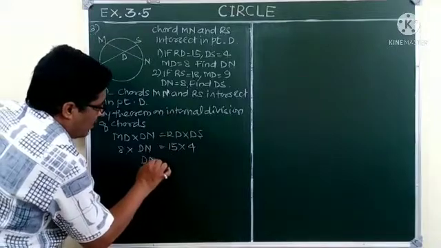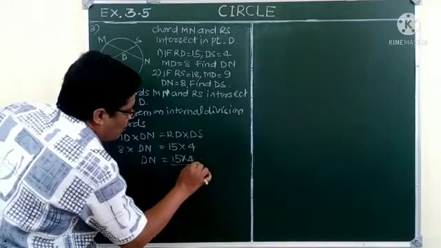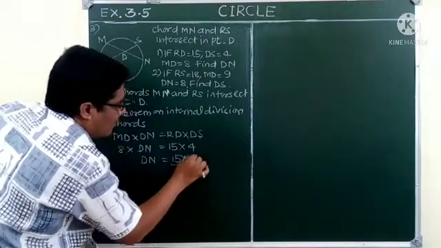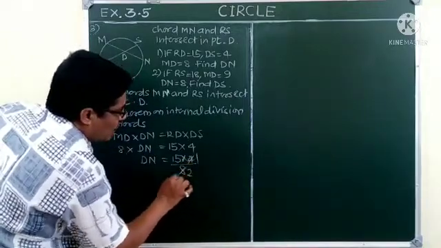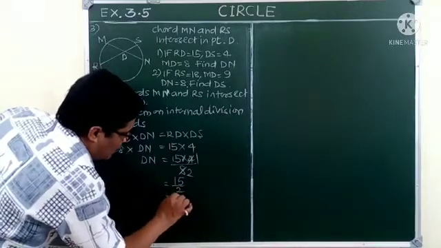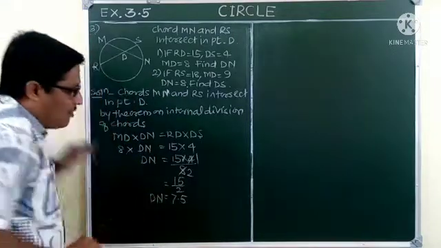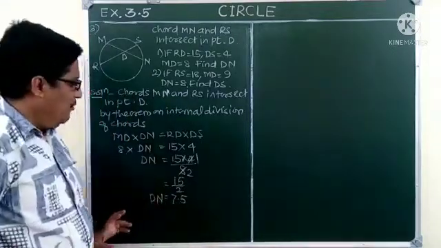So DN is equal to 15 multiplied by 4 divided by 8. 4 1s are 4, 4 2s are 8. So it will be 15 upon 2, that is 7.5. DN is equal to 7.5.